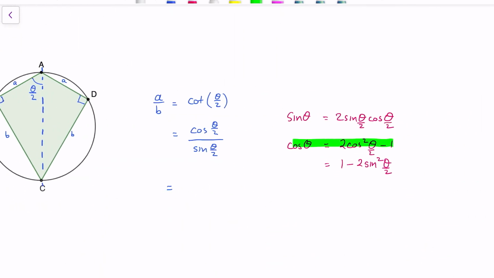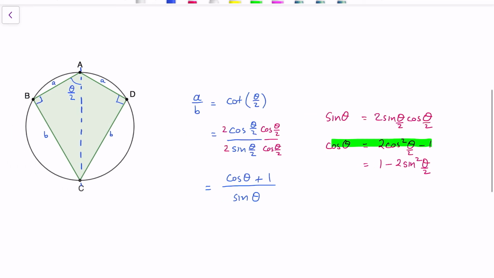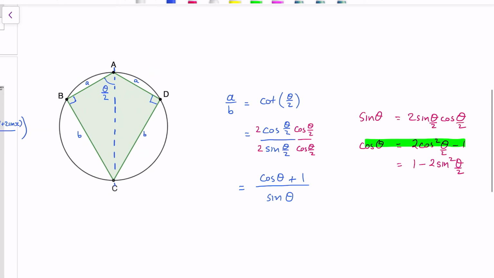Okay. So if I times this expression that I've got by 2, and then also by cos theta over 2, top and bottom. Okay, so I've just times by 1. And I can see that that denominator now is just sine of theta. And the numerator is 2 cos squared theta over 2, which is cosine theta plus 1. And I've got the proof. How neat.